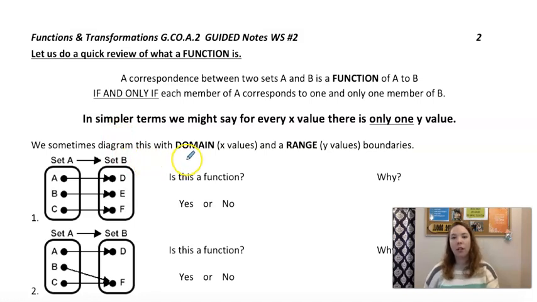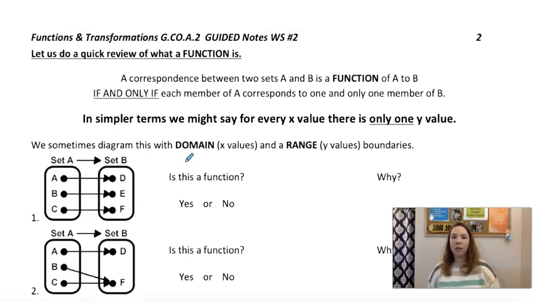So a function means for every input there is only one output. So if I put something into my function machine, I should only have one answer come out. If I get multiple answers, then that's not a function. And why we even care about what functions are is we can write equations to represent them. If something is not a function, it cannot be represented by just one equation.